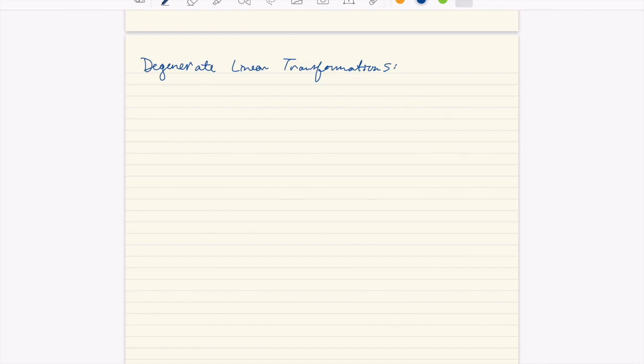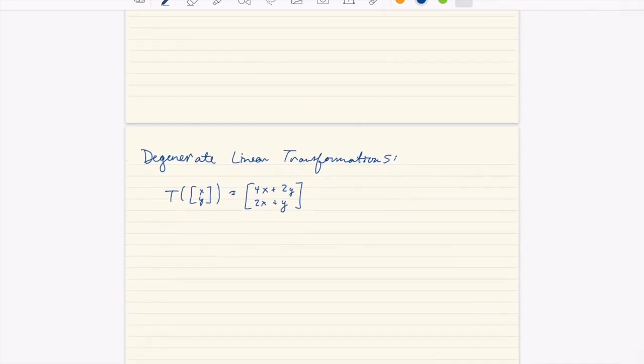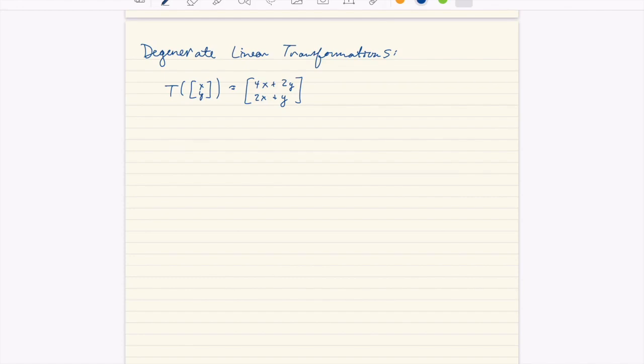All right, next I want to talk about what are called degenerate linear transformations. What I mean by that is I just want to think about the following. Let's go back to me just giving you the linear transformation, say (x, y). What this is going to do is send this vector (x, y) to the vector (4x + 2y, 2x + y). Okay, so that's going to be our linear transformation.